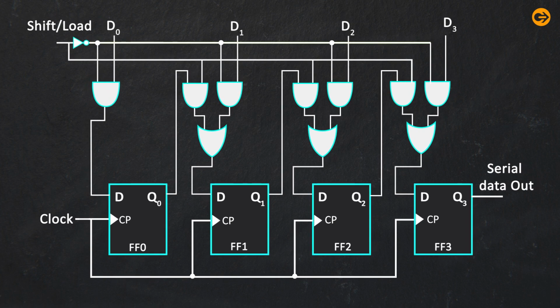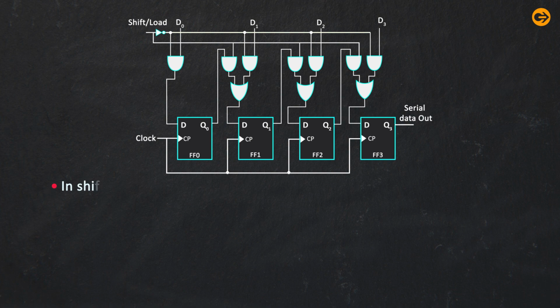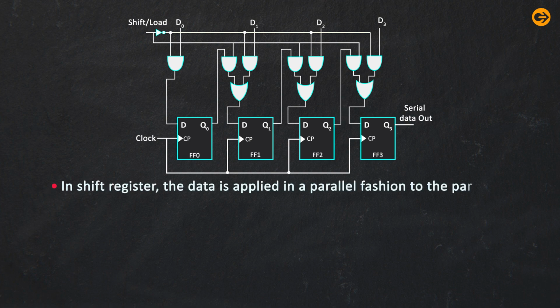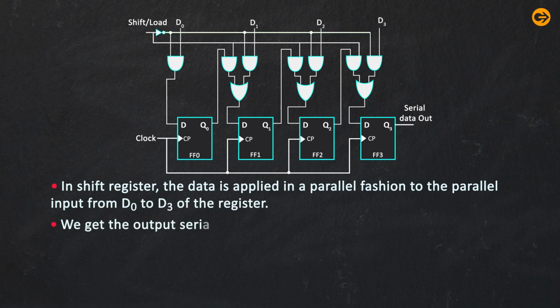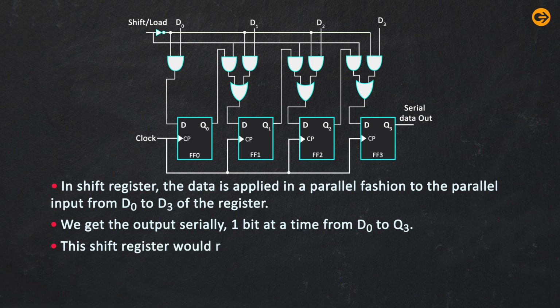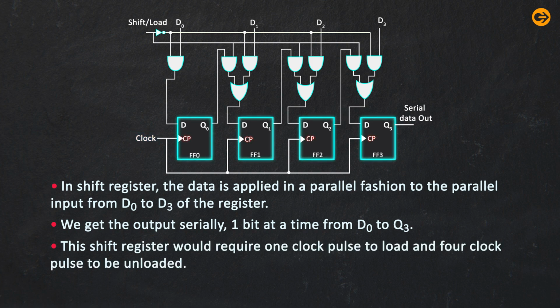In this shift register, the data is applied in a parallel fashion to the parallel inputs D0 to D3 of the register. We get the output serially, one bit at a time, from D0. This shift register would require 1 clock pulse to load and 4 clock pulses to be unloaded.